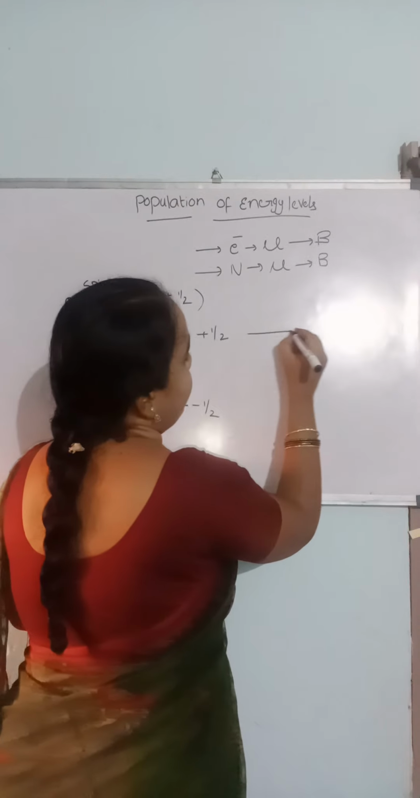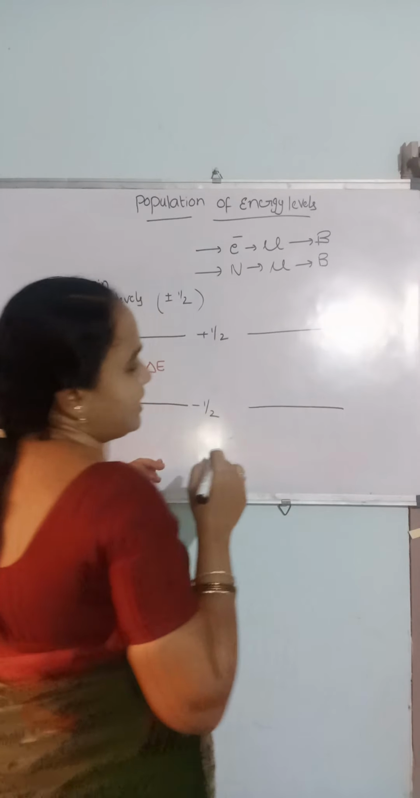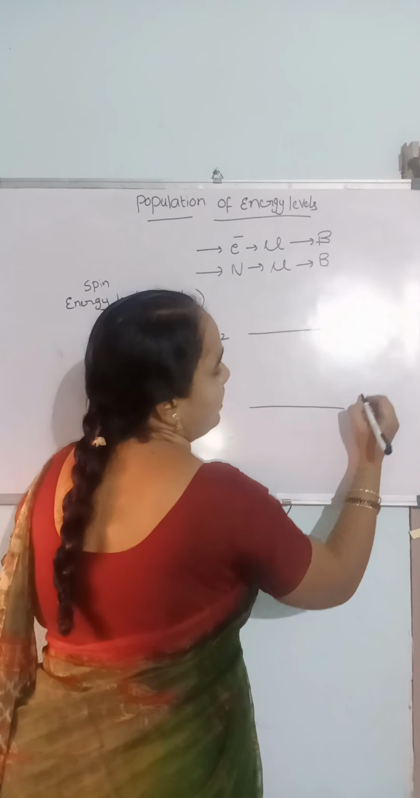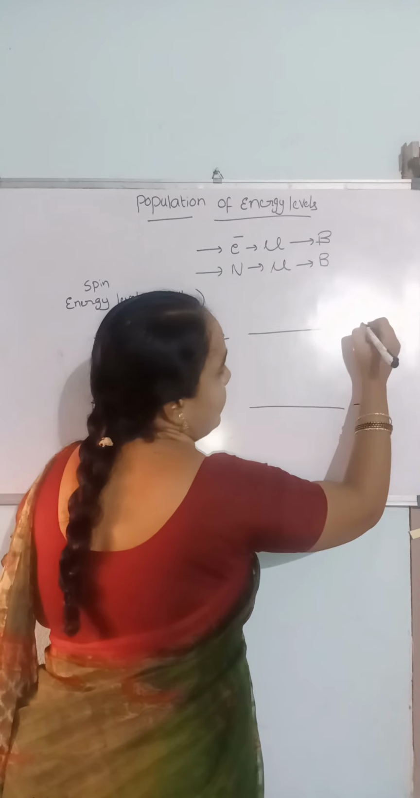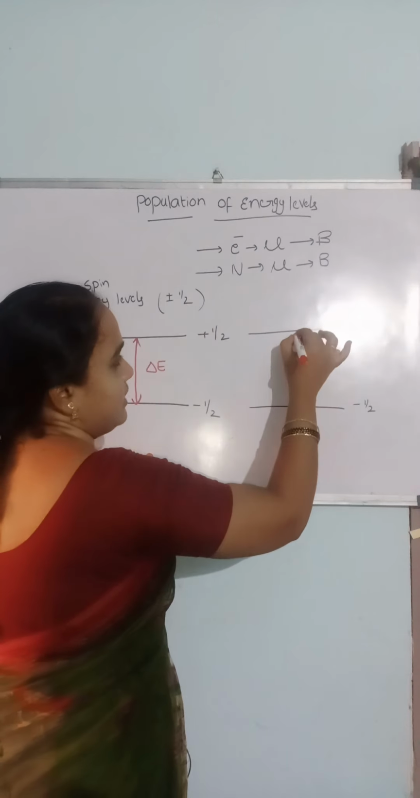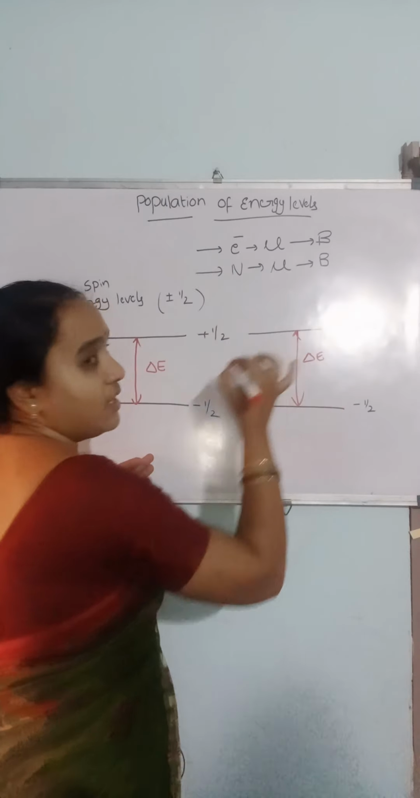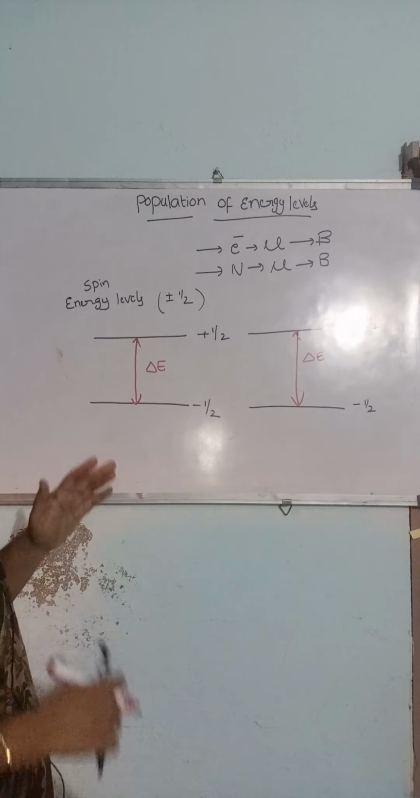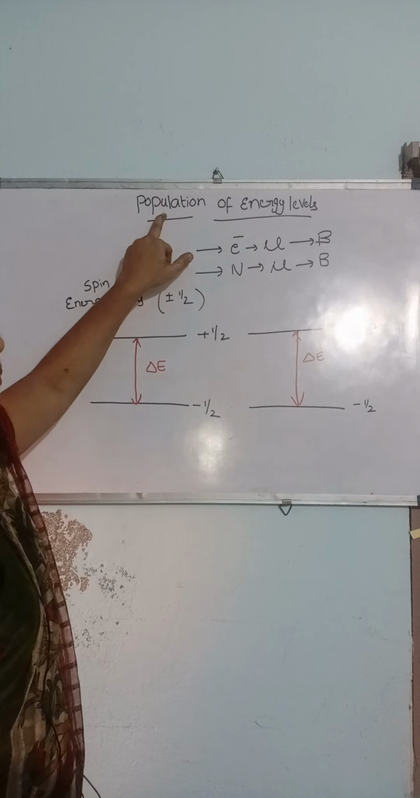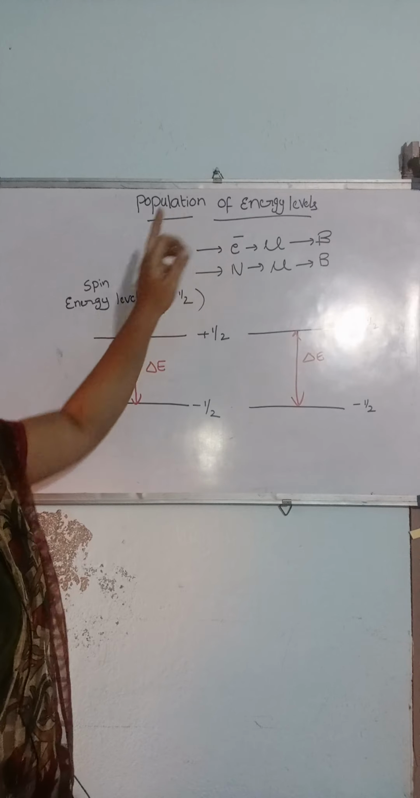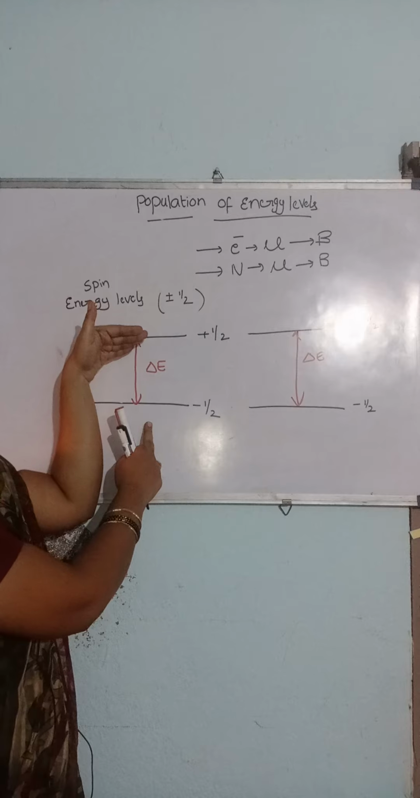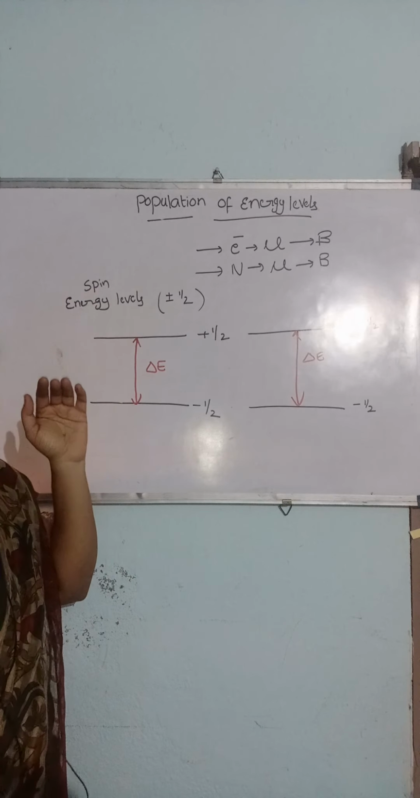Similarly, nuclear spin states also. For example, if we consider the simplest hydrogen atom, in the nucleus we have only one proton. Here also there is plus half and minus half, and the separation between the two energy levels is also delta E. Today's class is about the population of energy levels, that is, how these electrons and nucleons are distributed between these two energy levels.